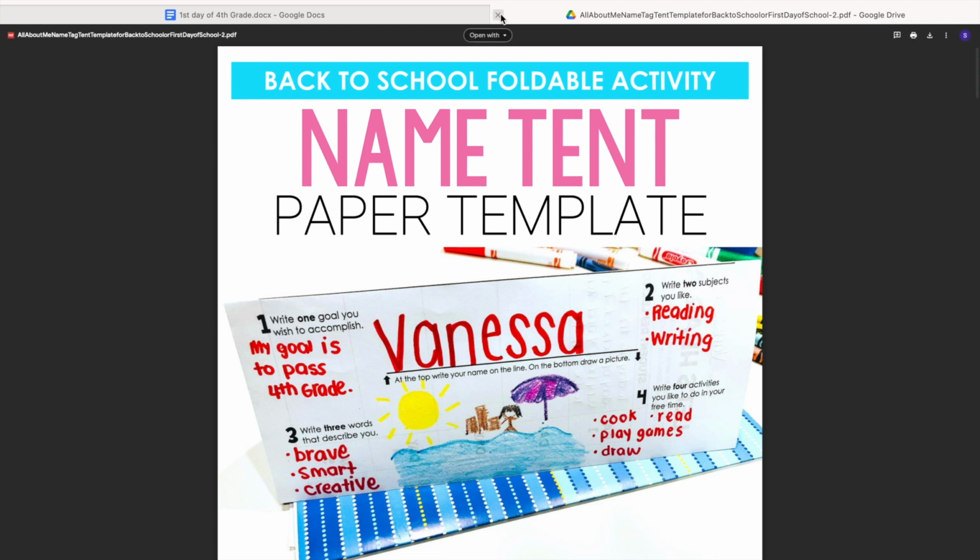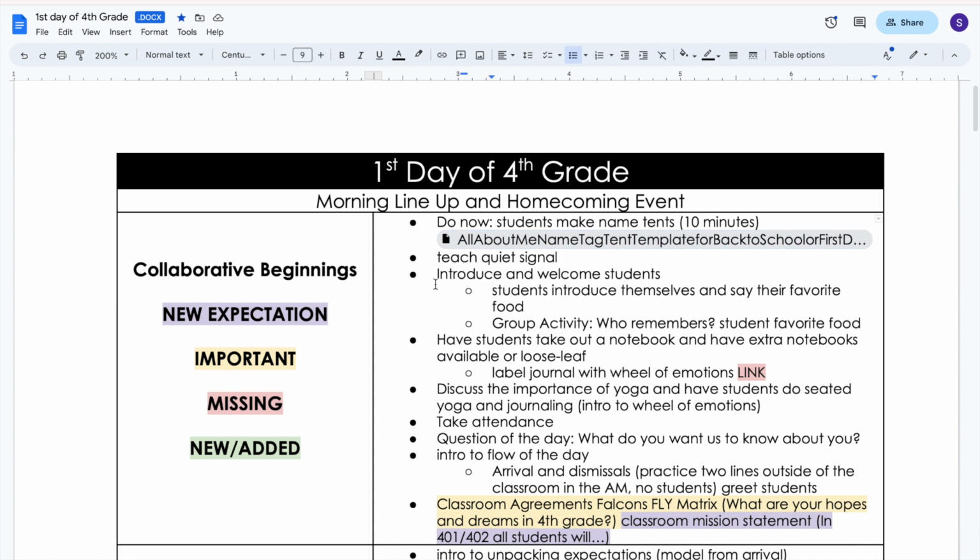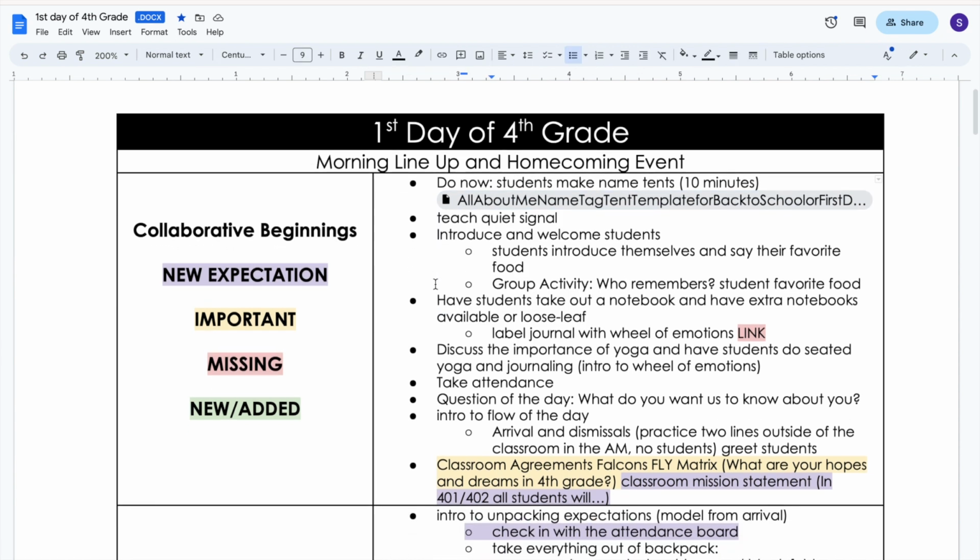So that's what we're going to be doing for the do now, and then probably on the second day I'll have them read or something, because that's what I normally do in the mornings as well. Then to call them back, I want to teach them the silent signal or the quiet signal.